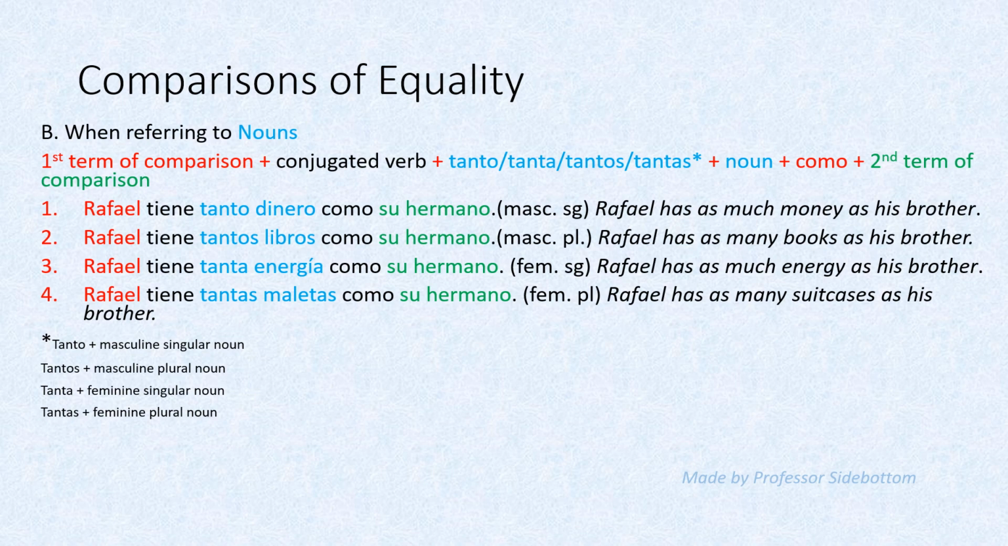And finally, Rafael tiene tantas maletas como su hermano. We use tantas here because the word maletas is a feminine plural noun. Rafael has as many suitcases as his brother. Notice that all of these examples follow the formula mentioned before.